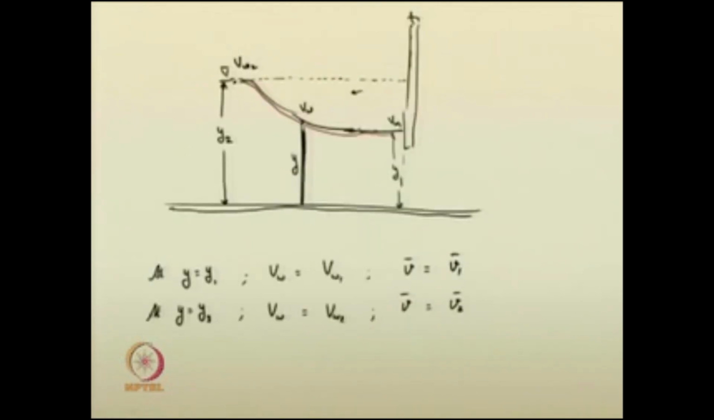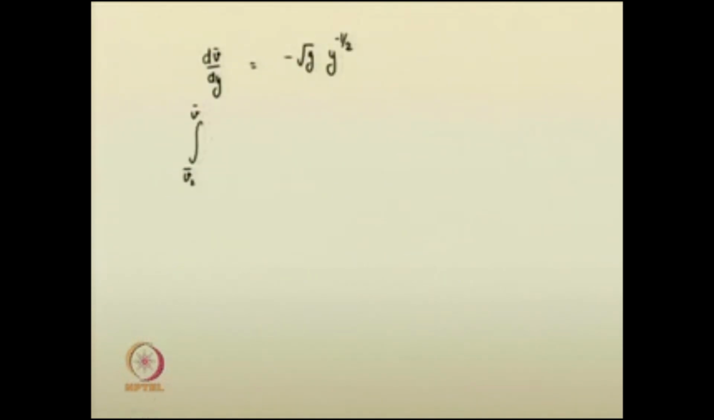dV bar/dy is equal to minus root g y to the power of minus half, integrating from V2 bar to V. That is, I would like to find the velocity V at this particular section, which is unknown to me. Here V2 is a known quantity to you. So, based on that boundary, I am integrating the thing.